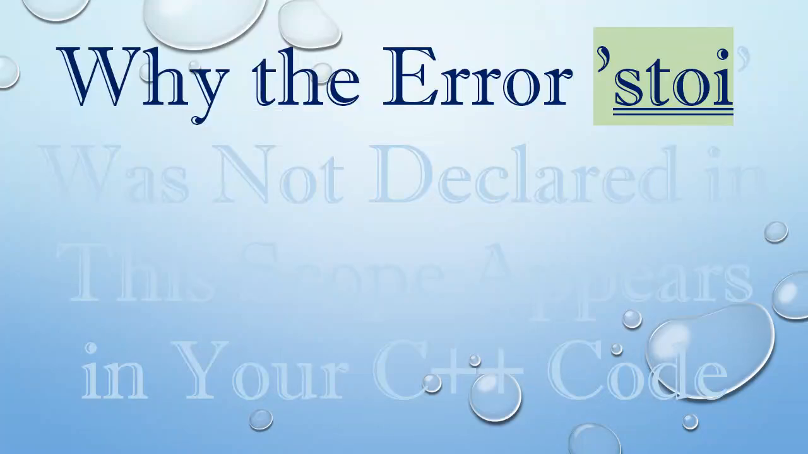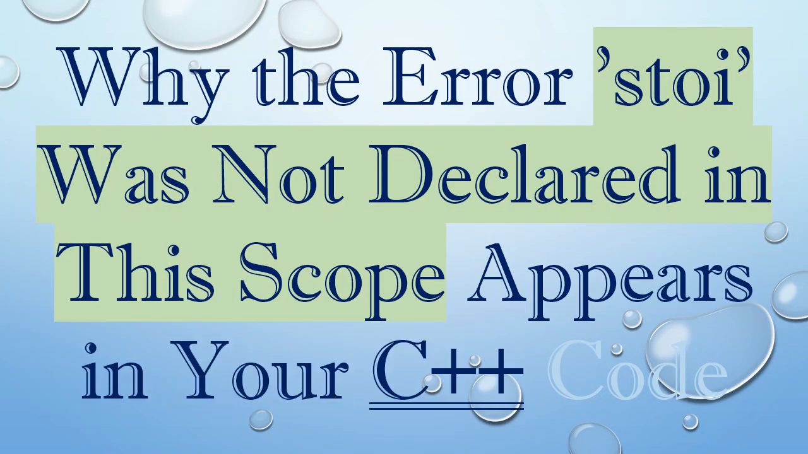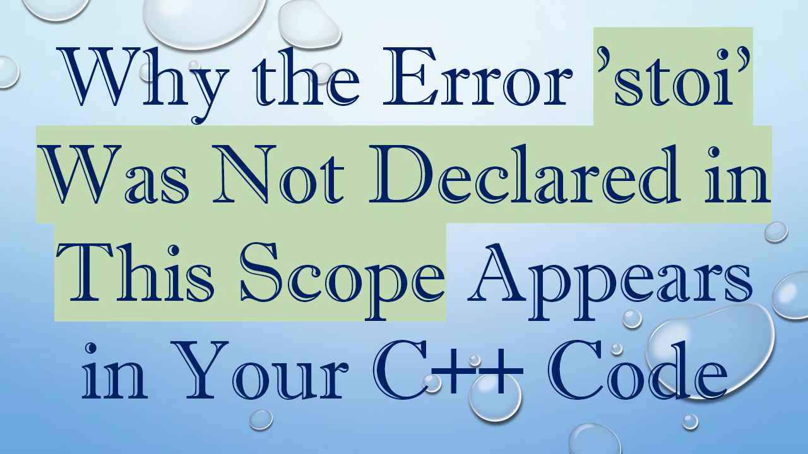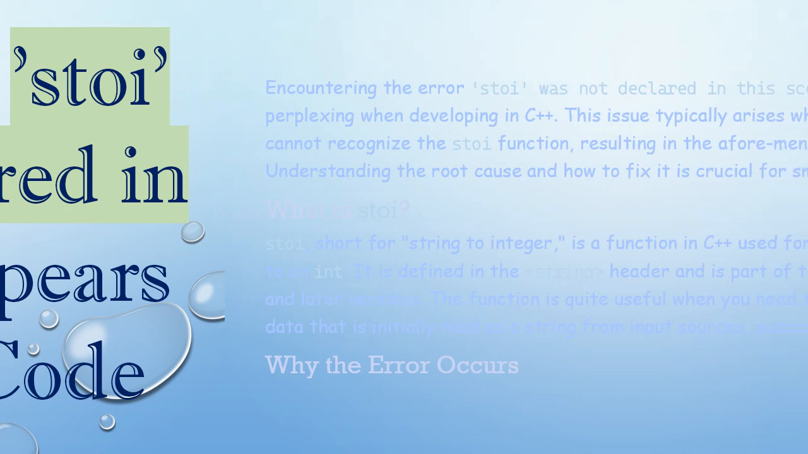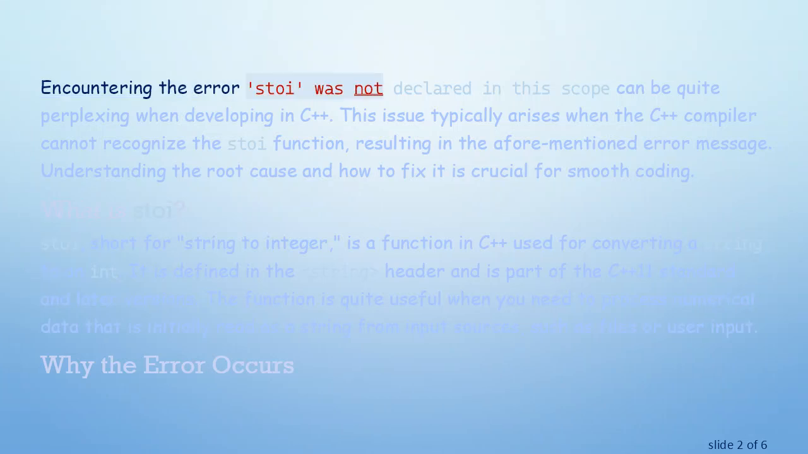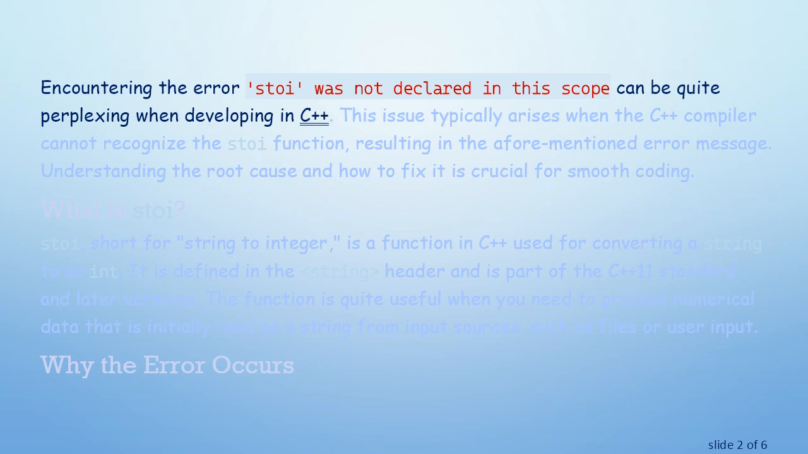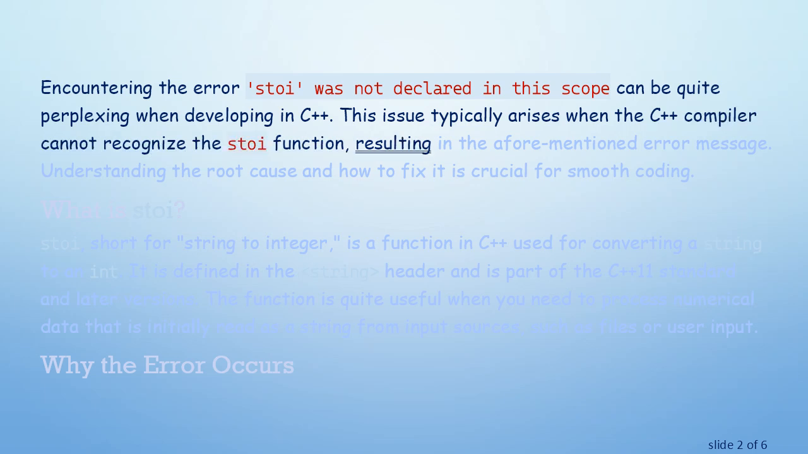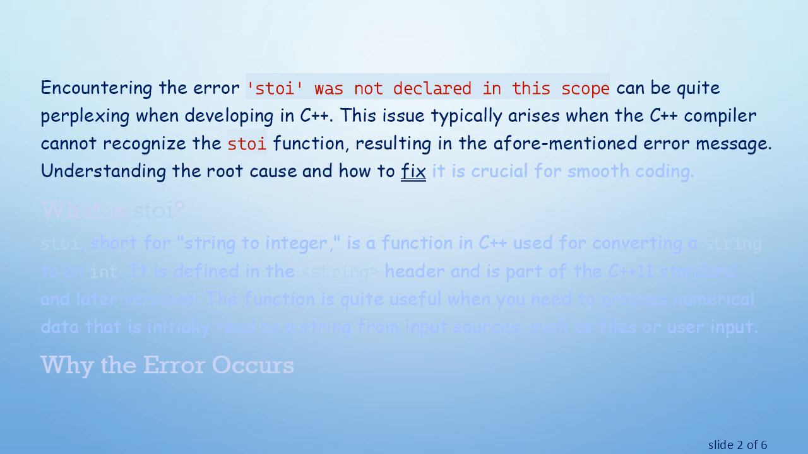Why the error "stoi was not declared in this scope" appears in your C++ code. Encountering the error "stoi was not declared in this scope" can be quite perplexing when developing in C++. This issue typically arises when the C++ compiler cannot recognize the stoi function, resulting in the aforementioned error message. Understanding the root cause and how to fix it is crucial for smooth coding.